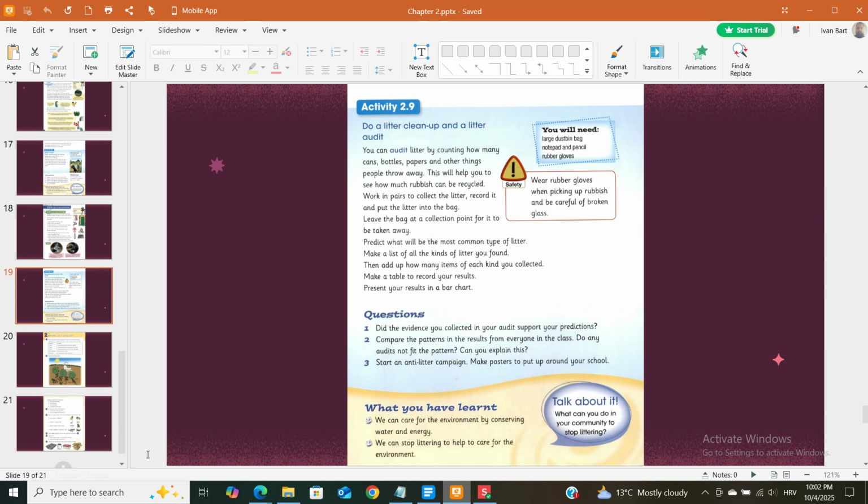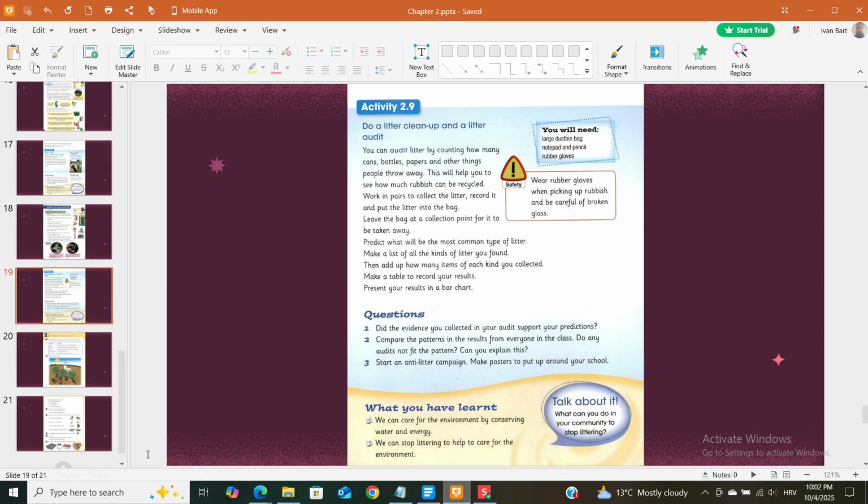Predict what will be the most common type of litter. Make a list of all the kinds of litter you found. Then add up how many items of each kind. Make a table to record your results. Present your results in a bar chart. You will need a large dustbin bag, notepad and pencil, rubber gloves. Safety. Wear rubber gloves when picking up rubbish, and be careful of broken glass.